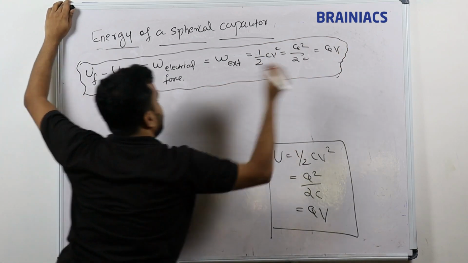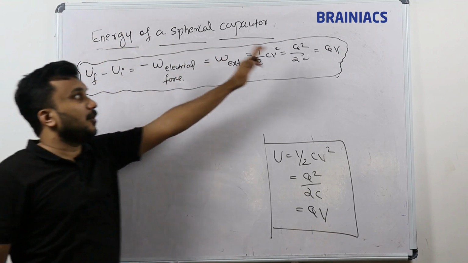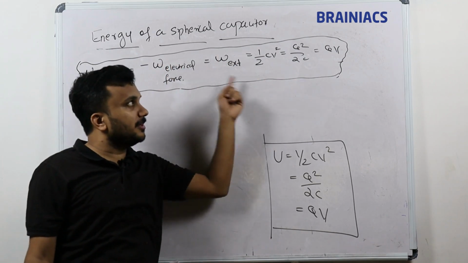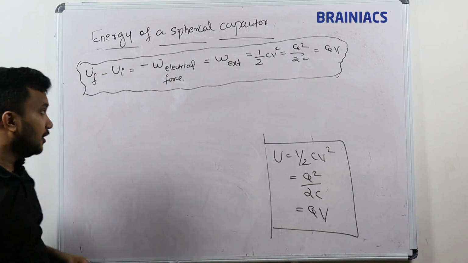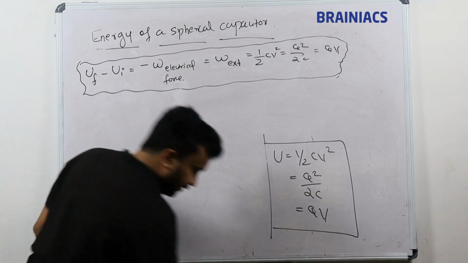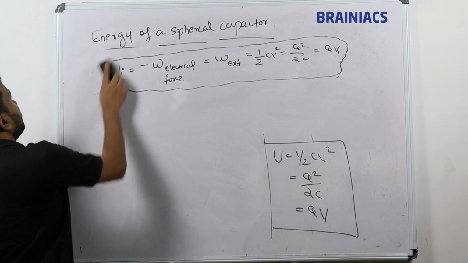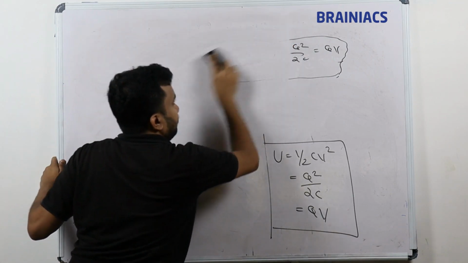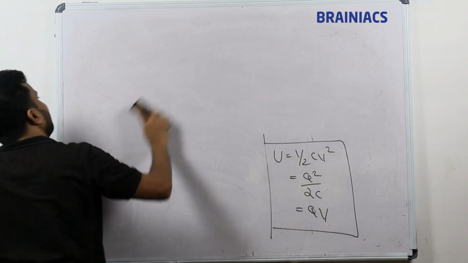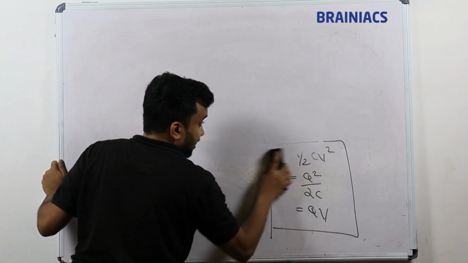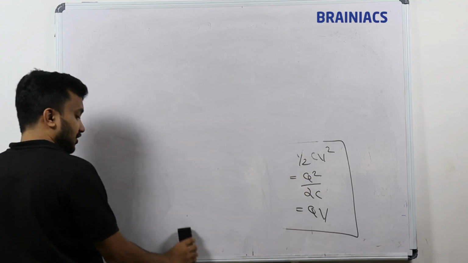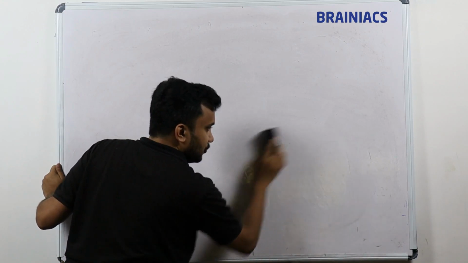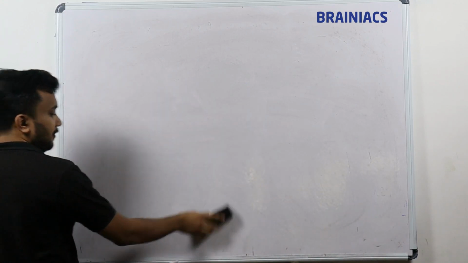The work done by an external agent is positive. Whenever somebody asks about the electrical force, then minus half CV square, minus Q square by 2C, minus half QV will come. Hope you understand the concept behind this. Just make sure that you always read the questions carefully. A question may ask for the work done by an external agent, or it may ask for the work done by the electrical force. Based upon the question, you have to give the correct answer.